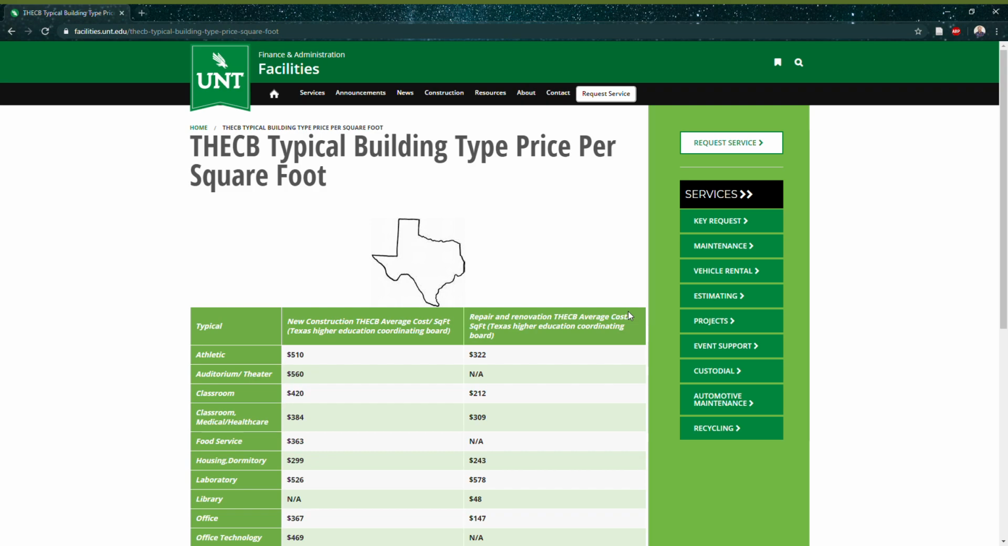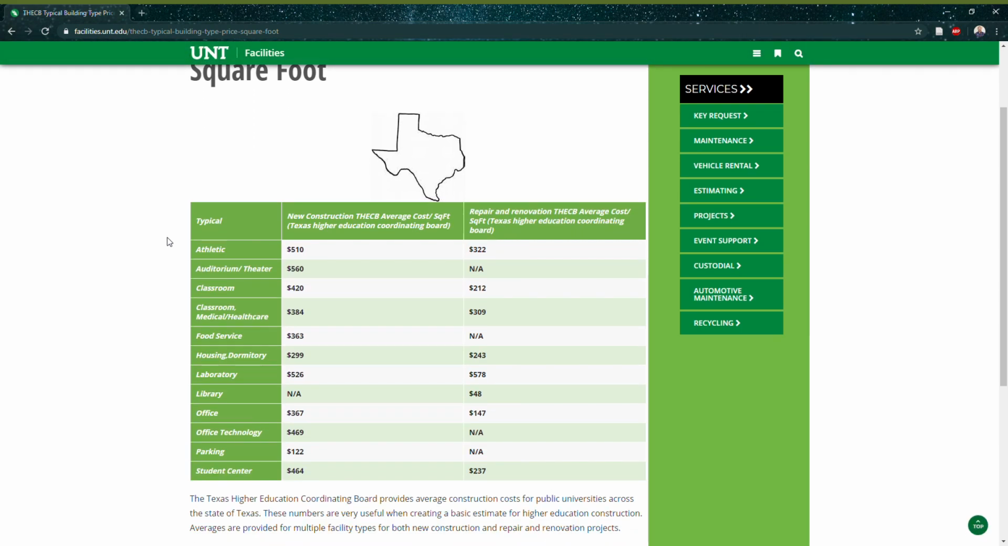The Texas Higher Education Coordinating Board, or the THECB, collects construction cost data from higher education institutions across the state of Texas. This data is used to create average square foot costs for common areas of higher education construction. 12 of the most common categories of construction are identified in the column to the far left of the page. The middle column shows the square footage cost for each of the categories for new construction.